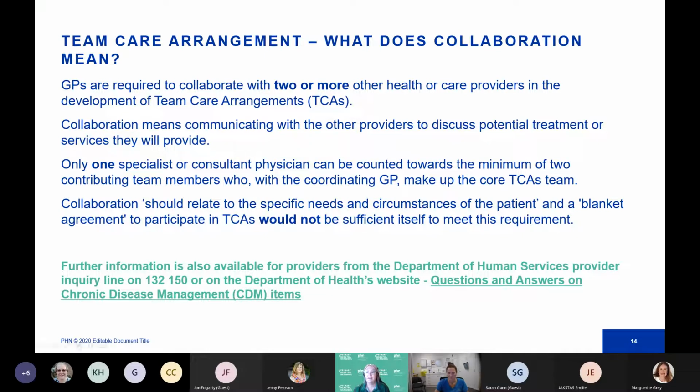So I know it doesn't really make sense in general practice for you to be ringing an allied health provider every time you have a patient wanting to do a team care arrangement. But unfortunately, that is the rules of Medicare. So that is part of the collaboration.